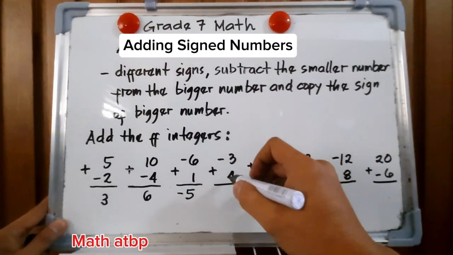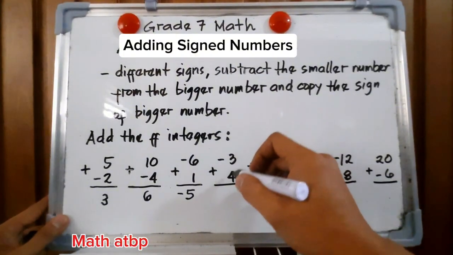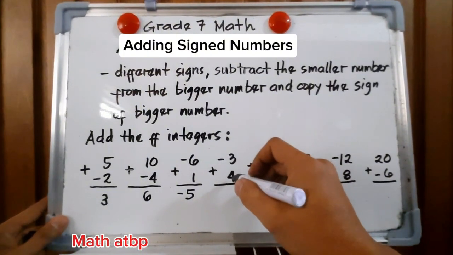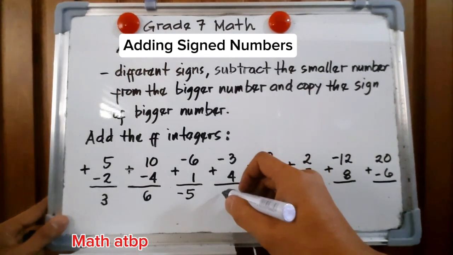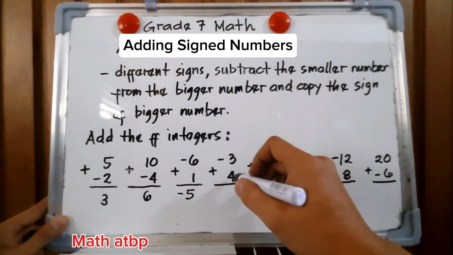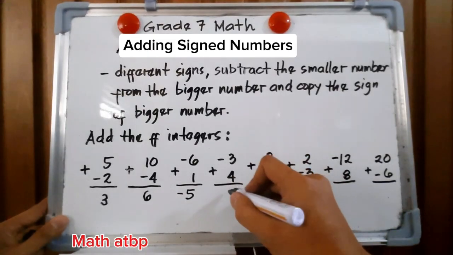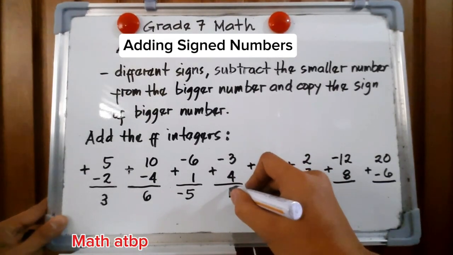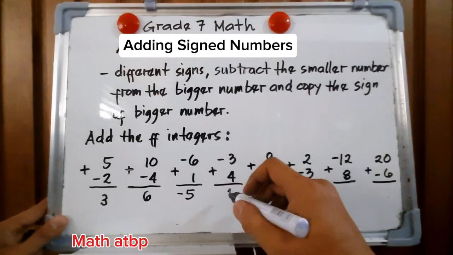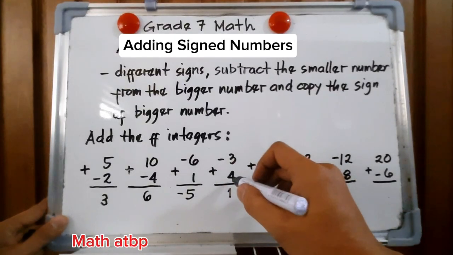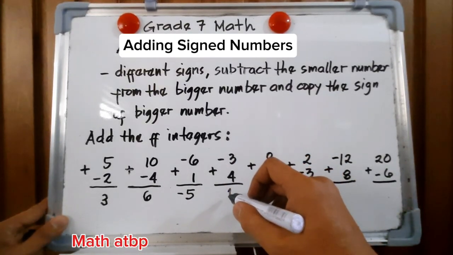Negative 3 plus positive 4, which is bigger, 3 or 4? It is 4. The sign of 4 is positive, so the answer is positive. And then let us subtract the smaller from the bigger. 4 minus 3 is 1. Okay, it is positive 1. Negative 3 plus positive 4 is positive 1.